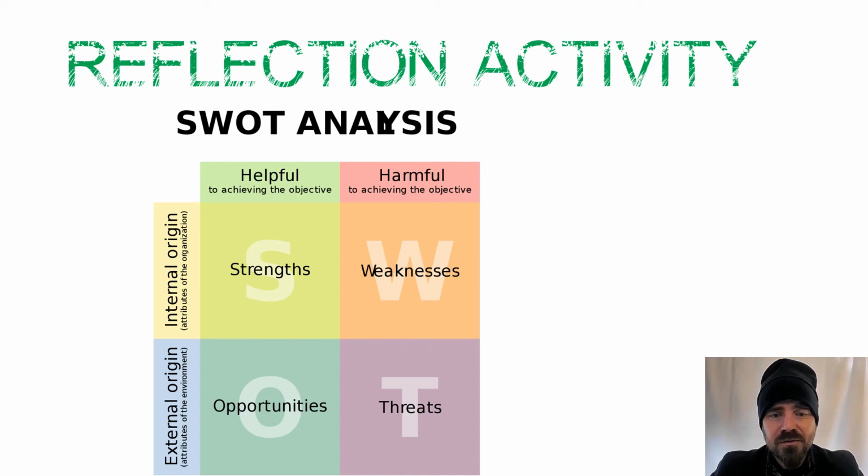Okay, your reflection activity in your exercise book, I want you to do a SWOT analysis on reducing extreme poverty. What are some strengths, weaknesses, opportunities, and threats? Draw up that little grid and put at least one thing in each square.